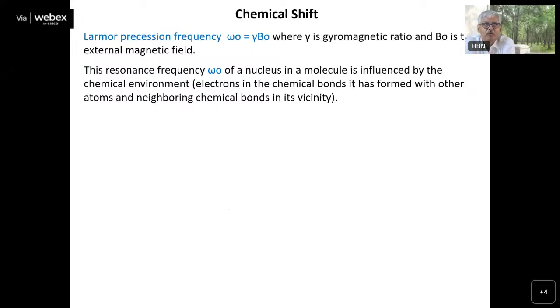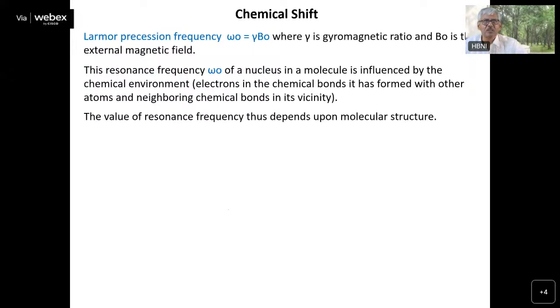Chemical environment means there are the bonds, and in the bonds there are electrons. Not only the electrons in the chemical bond which is attached to that nucleus, but other atoms and neighboring chemical bonds can also influence the resonance frequency. So the value of resonance frequency depends not only on the individual nucleus or the bond associated with that nucleus, but on the full molecular structure.